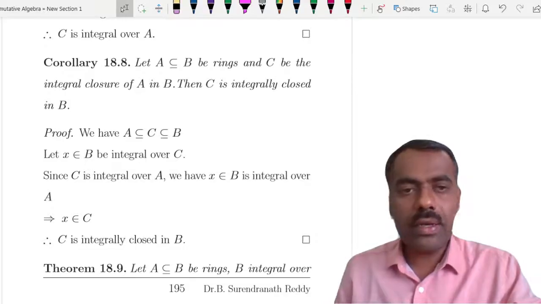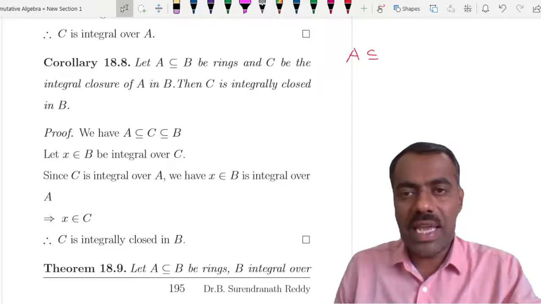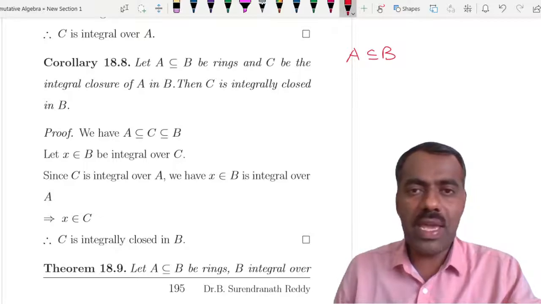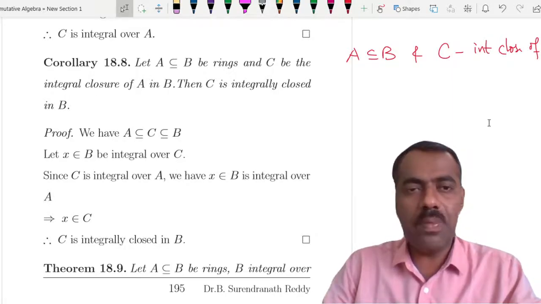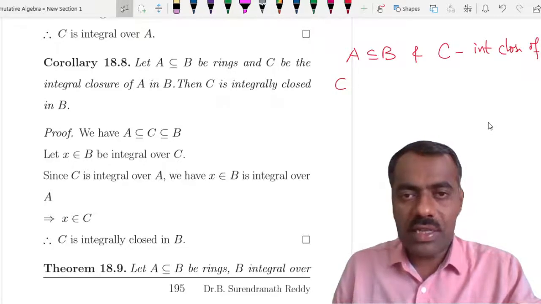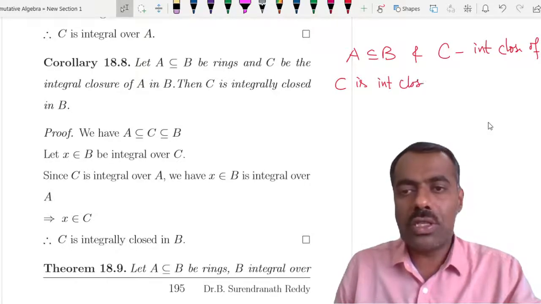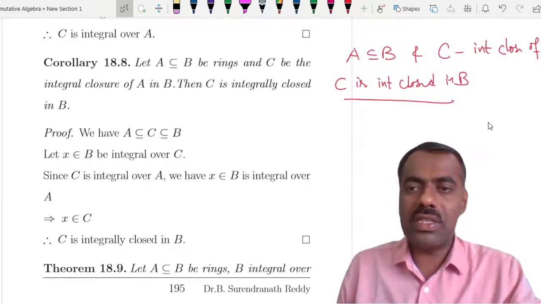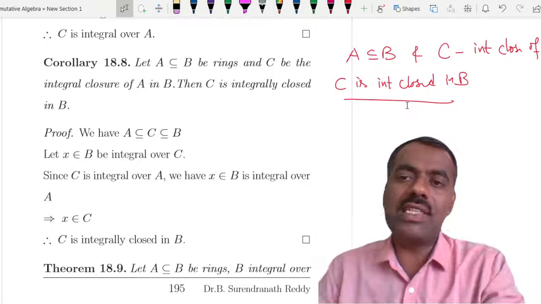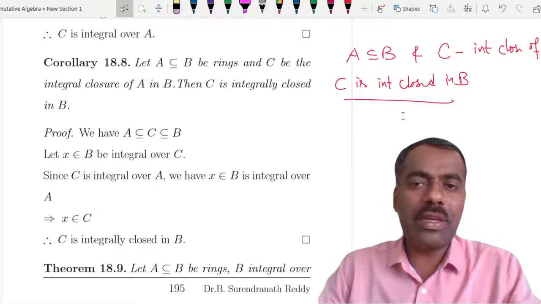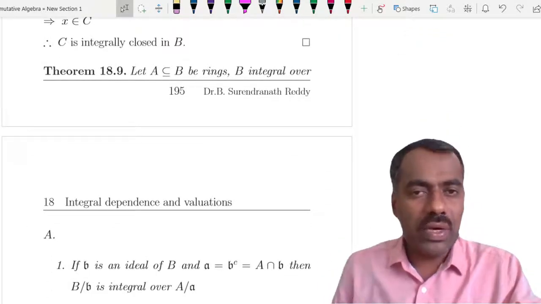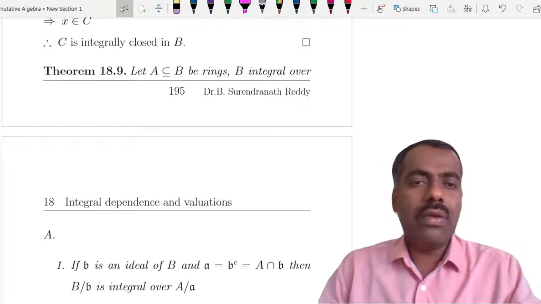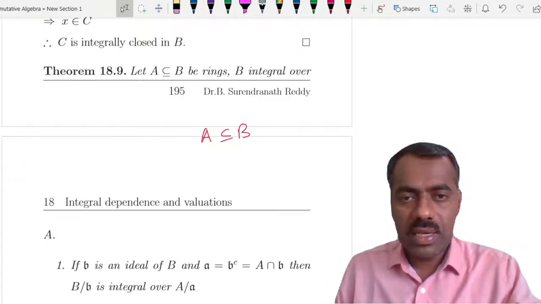And some of the other corollaries from here: if you consider A a subring of B, and C, of course, which is the integral closure of A in B, then you can say that this C is integrally closed in B, which is very, very clear. If you take any element which is integral over C, you show that it comes from C itself, and that proof is not at all difficult. It is self-explanatory.